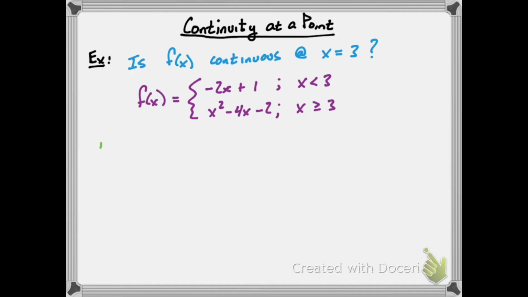Well, we need to check three things for continuity. We need to check the limit as x approaches 3 from the left of f of x. Let's do that. We'll plug in 3 to the top function. Negative 2 times 3 plus 1 should get us negative 5.